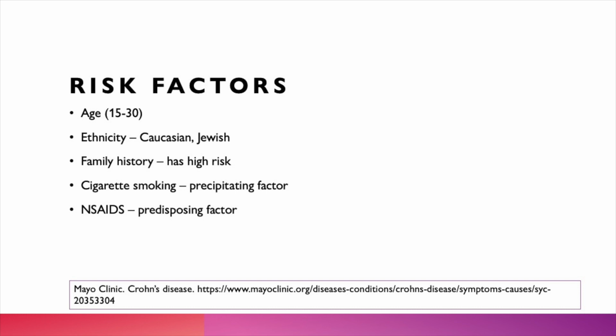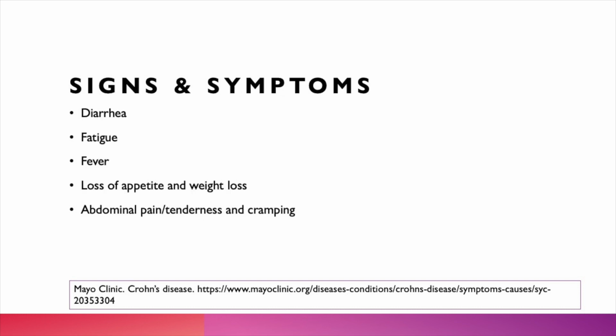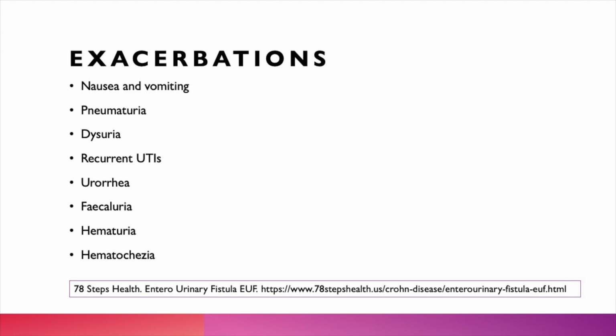Cigarette smoking is a precipitating factor, and NSAIDs a predisposing factor. So here are the signs and symptoms. Diarrhea is very common. Fatigue, fever, loss of appetite, and weight loss. Abdominal pain, tenderness, and cramping. PT experienced numerous exacerbations for the past 5 years.